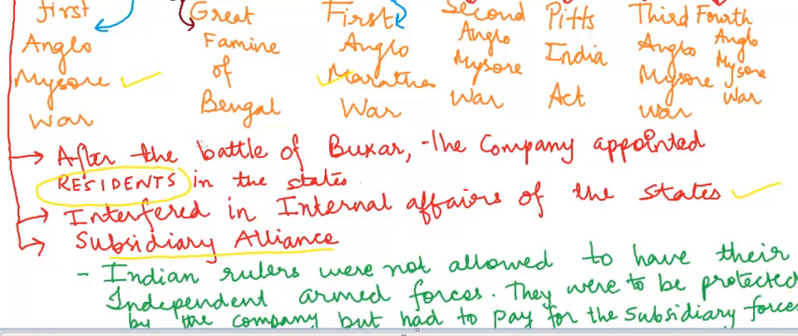According to the terms of this alliance, the Indian rulers were not allowed to have their independent armed forces. They were to be protected by the company but had to pay for the subsidiary forces that the company was supposed to maintain for the purpose of this protection. If the rulers failed to make the payment, then part of the territory was taken away as penalty. For example, the Nawab of Awadh and Hyderabad were forced to cede their territories on similar grounds.